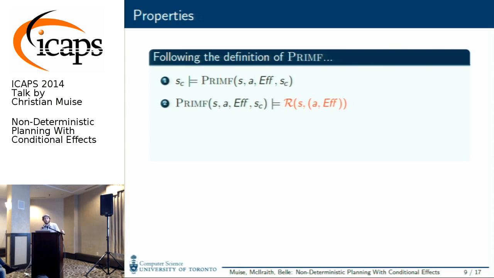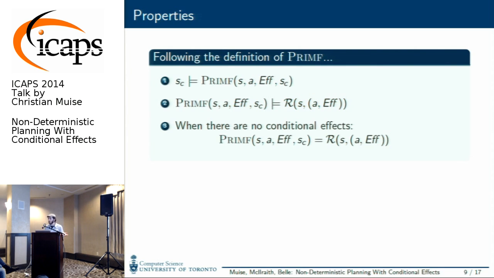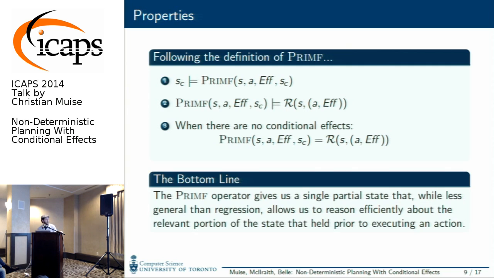So it is an approximation of regression, in the sense that whatever PRIMF gives us is something stronger than what the real regression would have given us. And finally, if there are no conditional effects for this particular action, then the PRIMF operator is exactly the same as regular regression. This is a nice property so that when we change PRP, it's still going to work in all of the original domains just as it did before. So the bottom line here is that PRIMF gives us the single partial state that, while less general than regression, allows us to reason efficiently about the relevant portion of what that action actually required in order to achieve a partial state afterwards.